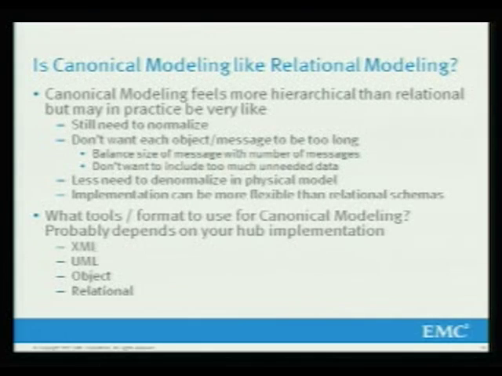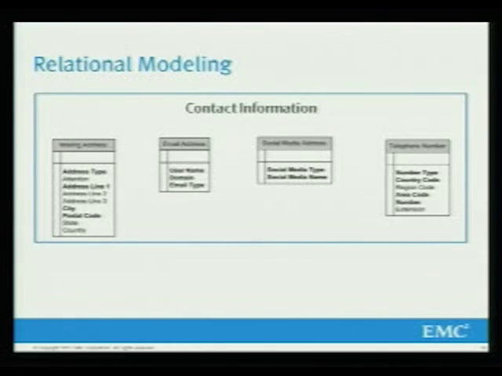How is canonical modeling like relational modeling? Canonical modeling is a little bit more hierarchical. I believe XML is a little bit more hierarchical to me than relational modeling. And yet, when I look at the real implementations, somehow the canonical modeling is maybe more relational. Because what I always see for mailing addresses is address line 1, address line 2, address line 3, instead of a relationship to one-to-many address lines. It's always implemented with something like this.